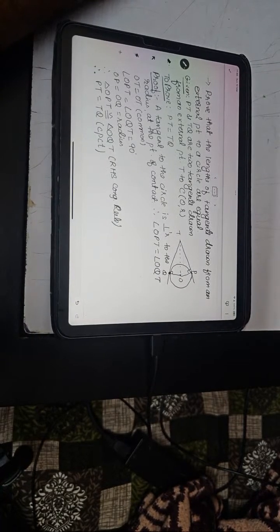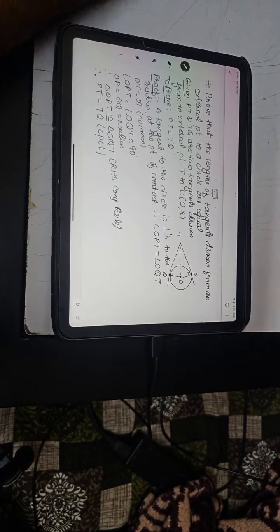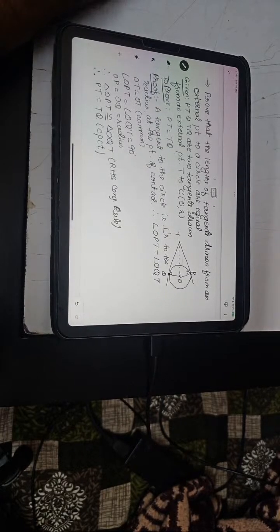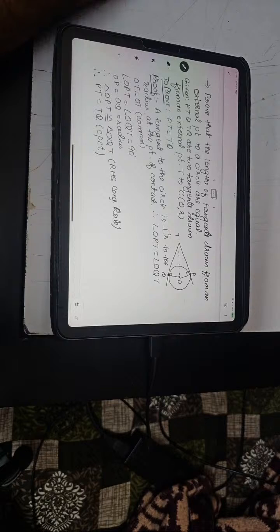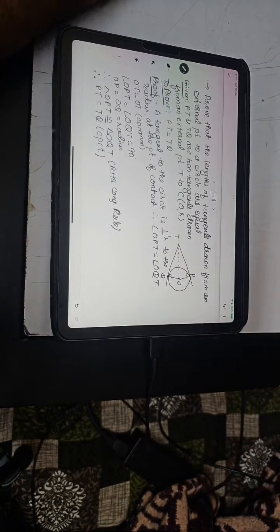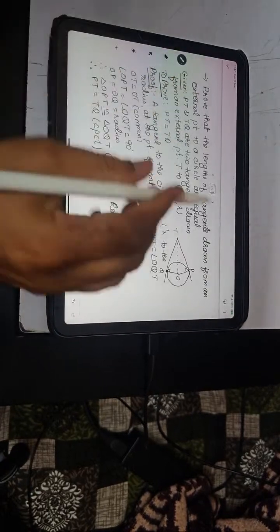See, these are the most important theorems which we are doing just now. So clear? Any doubt in this? Okay, moving ahead. Now see, the next theorem is somewhat related to this only.